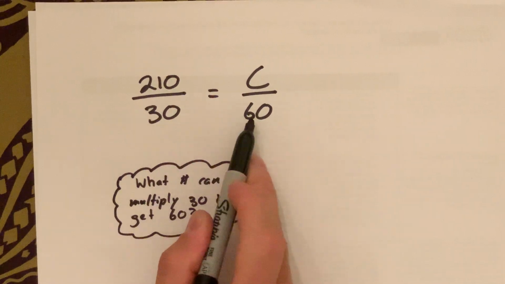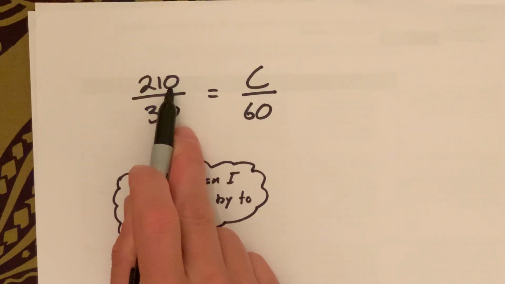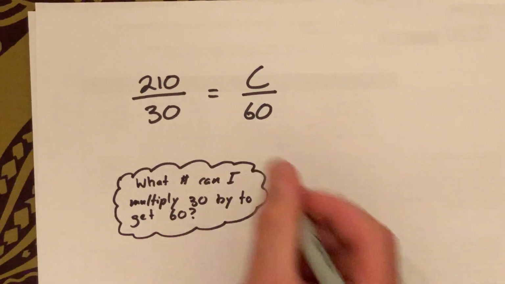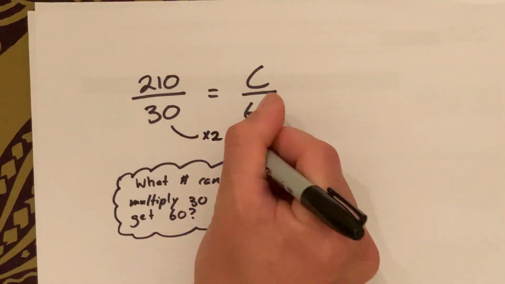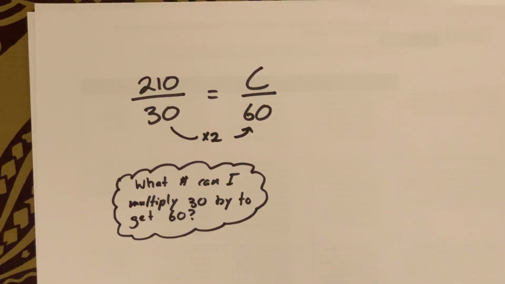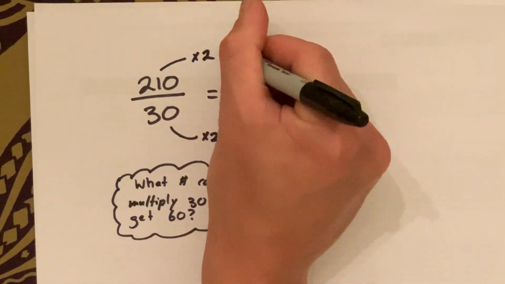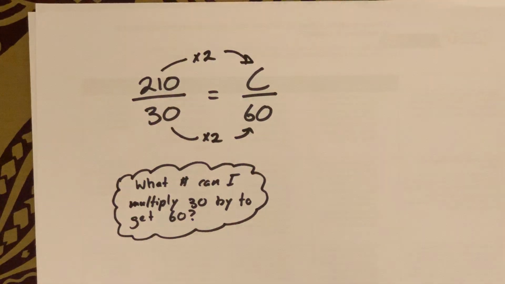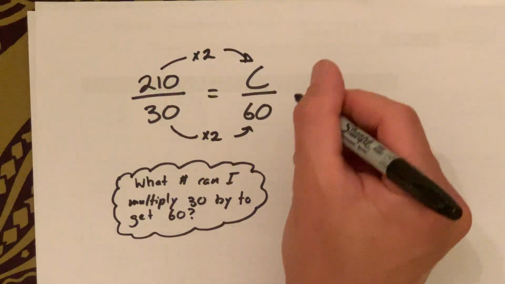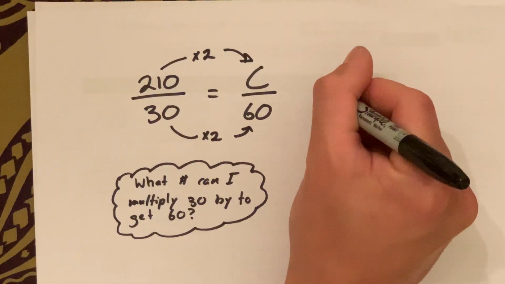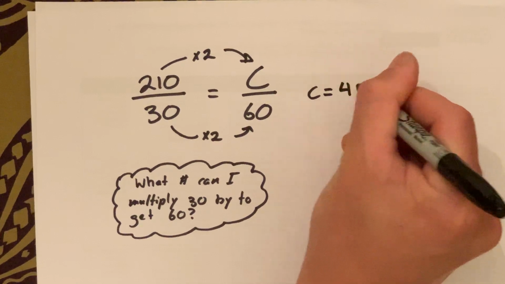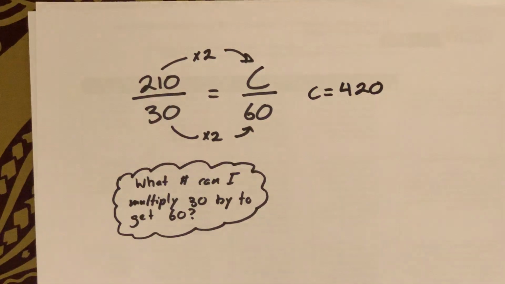See, I can go this way, but I can't go this way, right? I don't know what I multiply 210 by to get C, but I do know this. I can multiply 30 by 2, and I get 60. And if I do it to the bottom, you do it to the top as well. So if 30 times 2 is 60, 210 times 2 would be 420. So C equals 420. Not so bad. Okay, cool.